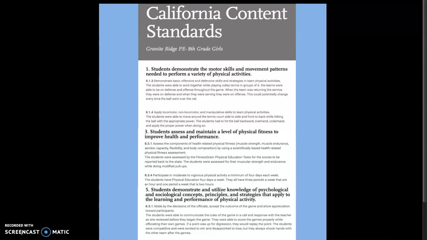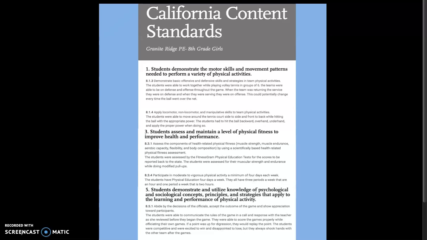So for example, I listed out 3 different standards that I noticed were being implemented, and within each standard there are 2 substandards that have an example underneath them of what the students were doing to apply the standards. For example, in standard 1, students demonstrate the motor skills and movement patterns needed to perform a variety of physical activities. 8.1.3, demonstrate basic offensive and defensive skills and strategies in team physical activities.